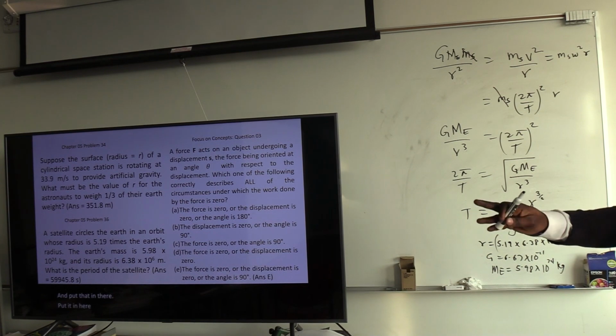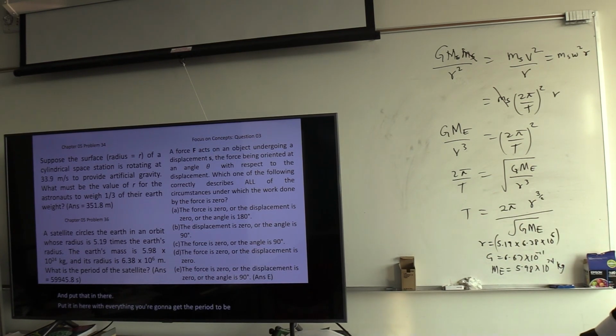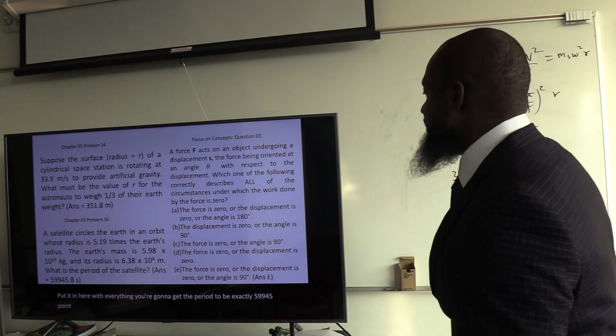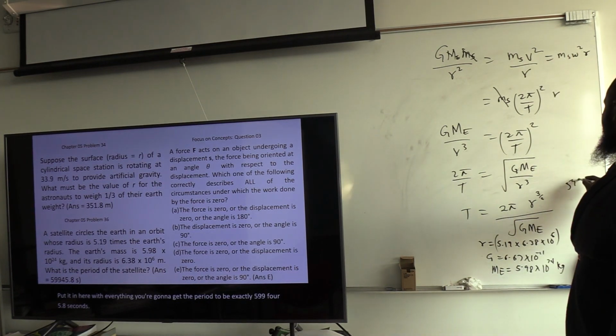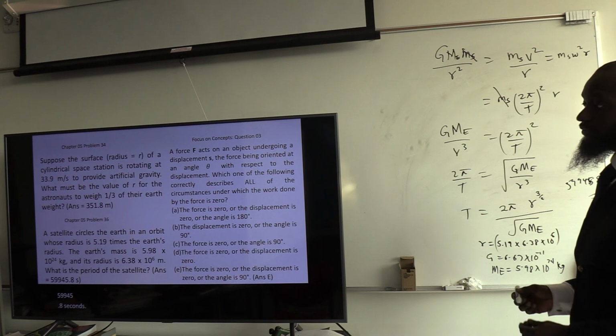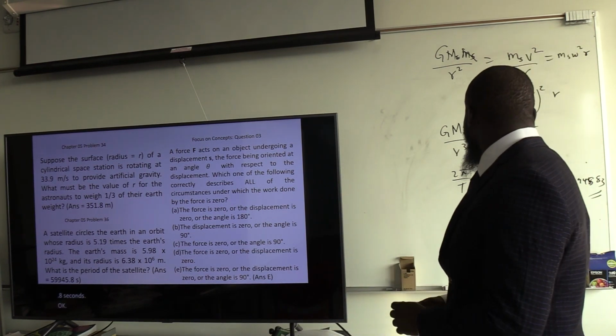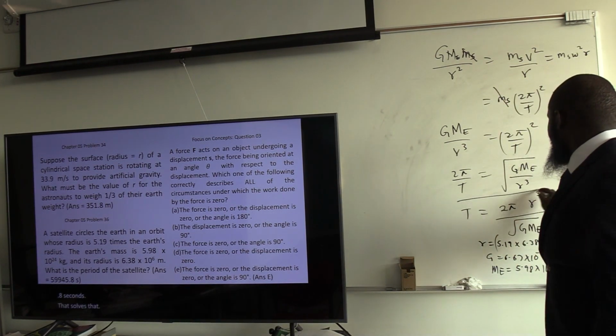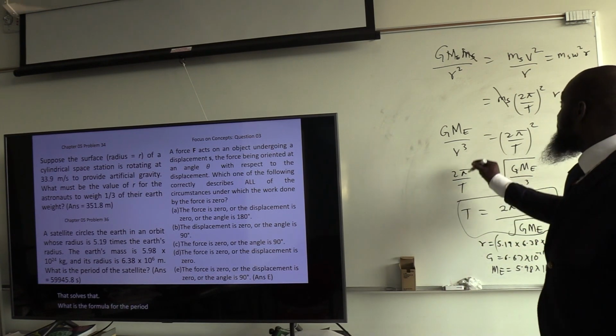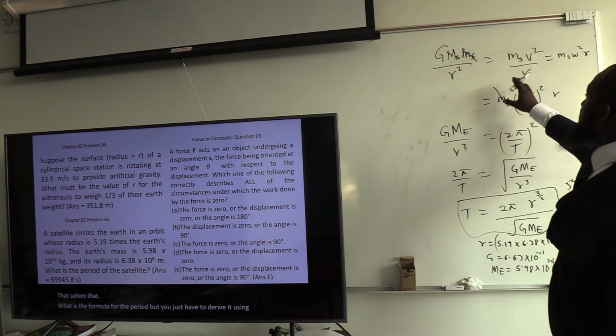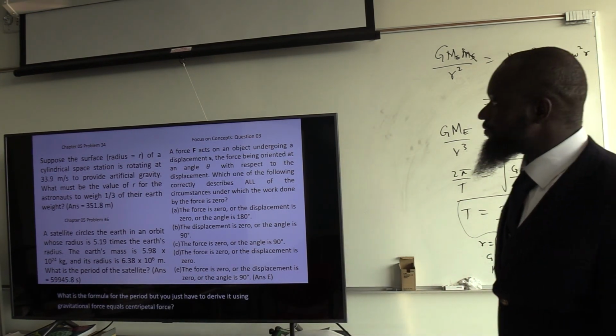You're going to get the period to be exactly 59945.8 seconds, as it's given right there. 59945.8 seconds. Okay. That solves that. So this is the formula for the period, but you just have to derive it using gravitational force equals centripetal force. Then you get everything.